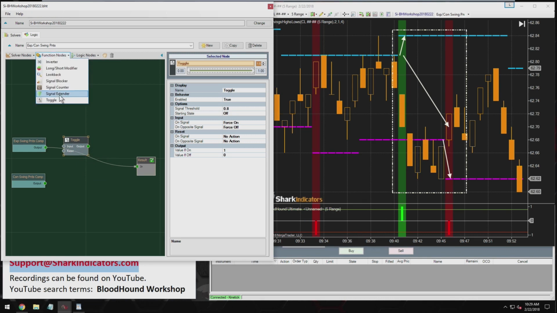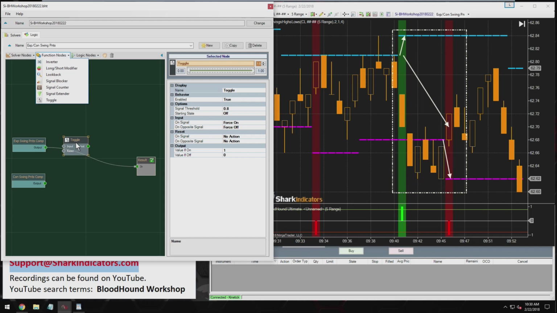The difference between the two is that the signal extender will only extend a signal for a certain length of bars. So it's limited. It can only connect the swing high to the swing low with a limited number of bars. Now, the toggle node will wait forever. When the toggle node is toggled on, it stays on forever until you turn it off.